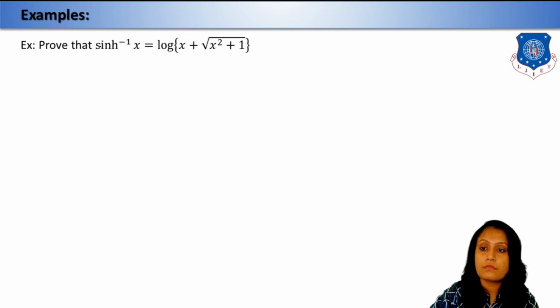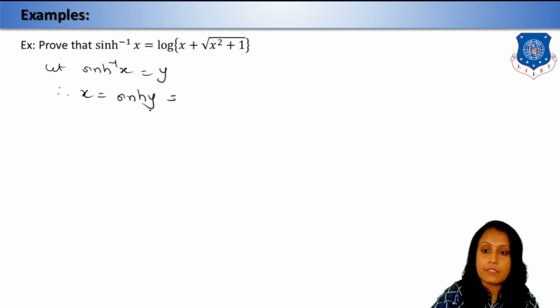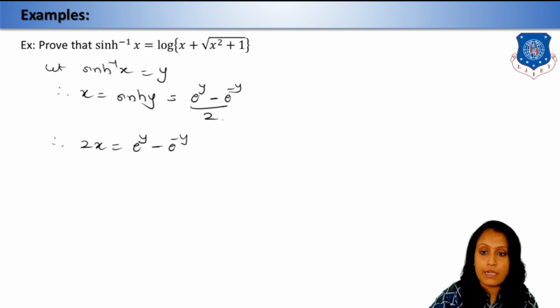Okay, now let's prove some results. So the first one is sinh inverse x is equal to log of x plus under root x square plus 1. Again, we'll suppose this sinh inverse x as y. So from this you will get x as sinh y. Now we will use the formula of sinh y, that is e raised to y minus e raised to minus y upon 2. Bring this 2 over here, so you will get 2x is equal to e raised to y minus e raised to minus y.